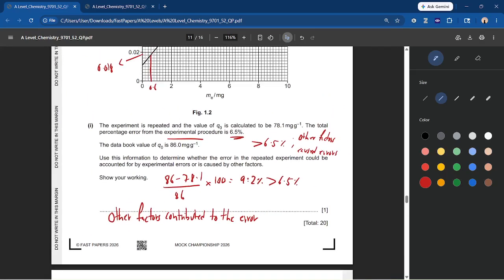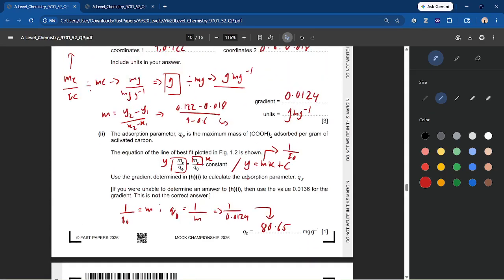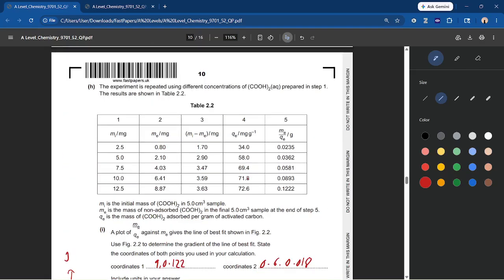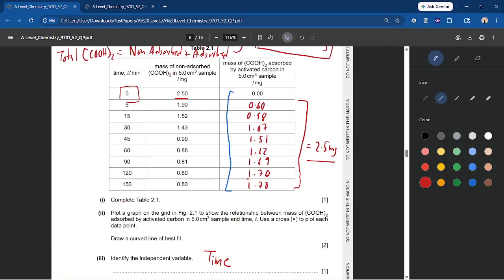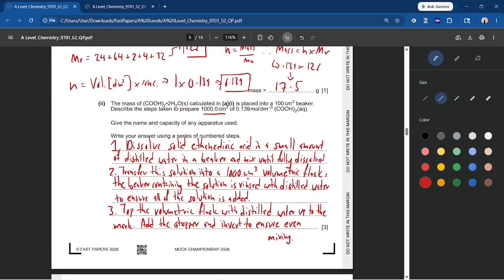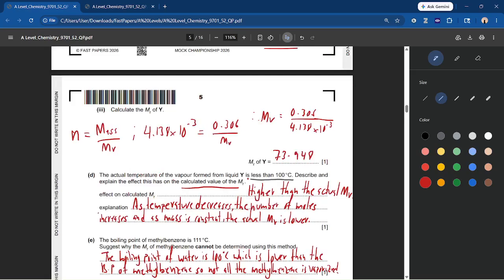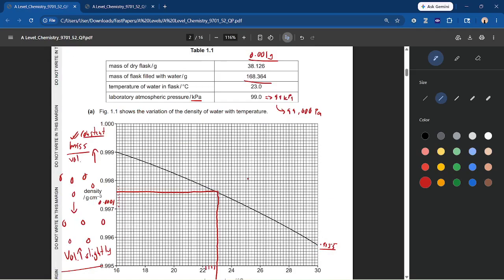So paper 5, altogether nothing too difficult. There are some questions that are tricky, but as long as you keep your head cool, as long as you don't panic, and as long as you solve the paper properly, you should be able to get this done and score good marks in this.